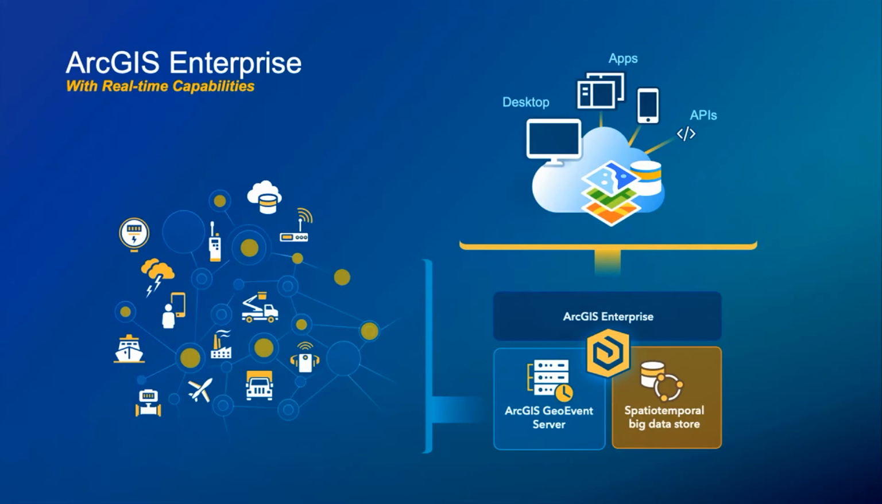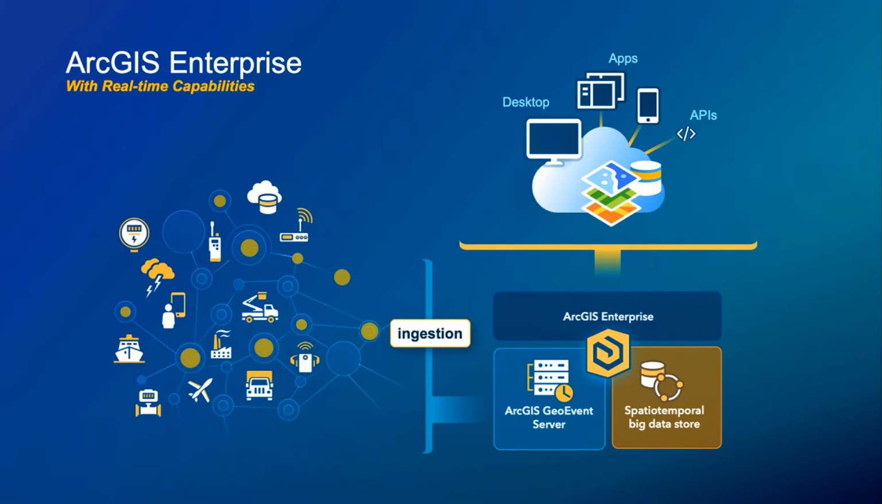Just as a real brief background on the capabilities of the ArcGIS GeoEvent Server, this product does bring real-time functionality to the ArcGIS Enterprise. It is a server role. There's 5 key capabilities that this product provides. The first is ingestion, so we're being able to consume high volume, high velocity data from a variety of different sources. You can see some examples over here on the left-hand side.